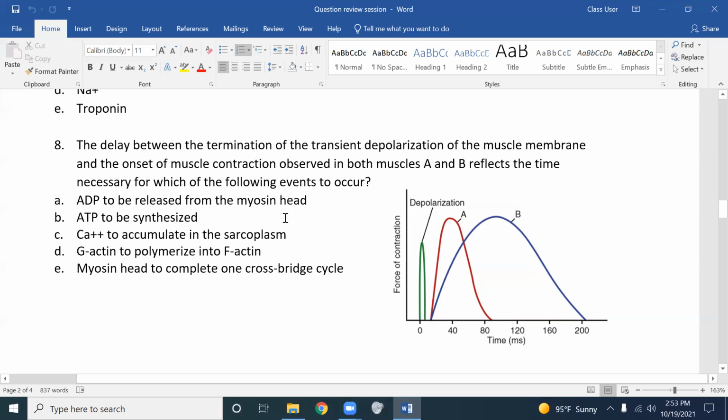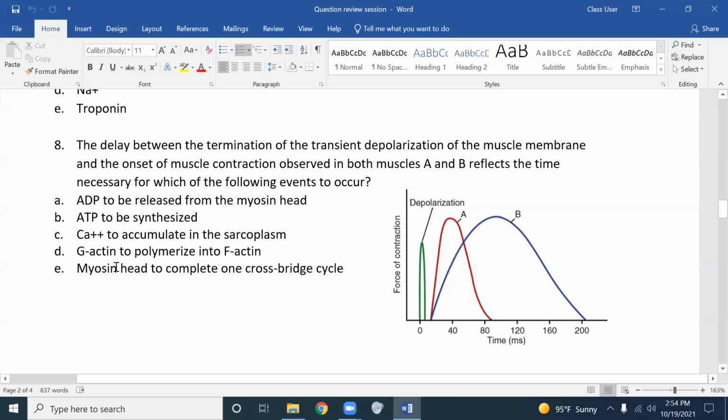ADP to be released from the myosin head, that has nothing to do with how fast this thing is going to contract. Okay, then ATP to be synthesized. The thing with ATP is ubiquitous. It's always there. Okay, you've got to be dead not to have ATP. You follow what I'm getting at?